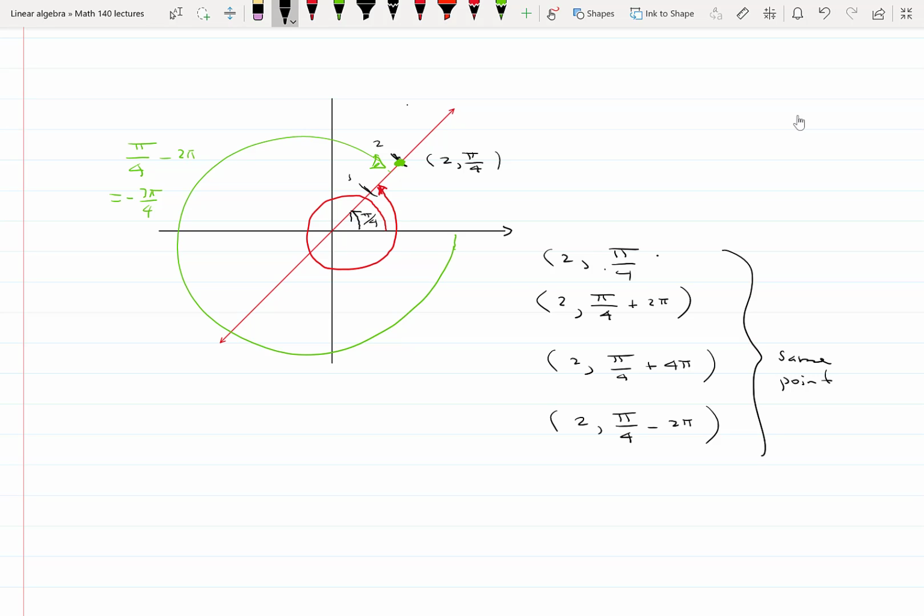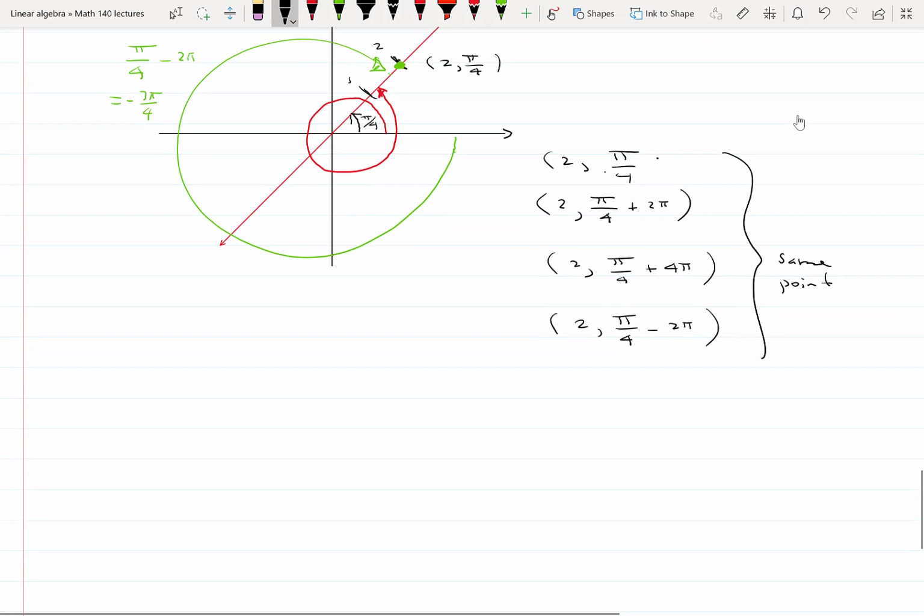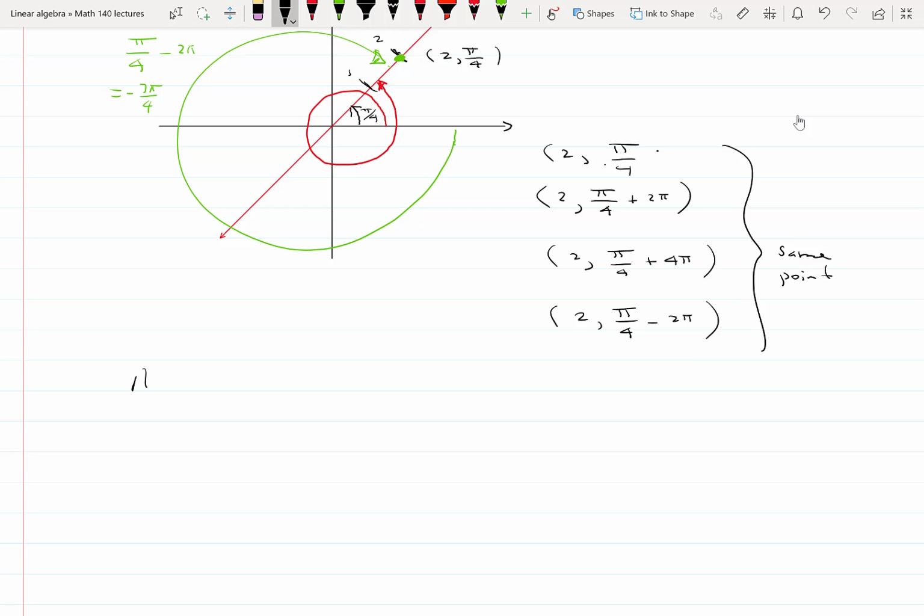Okay, so one point has many, many different representations. A single point in polar form has infinitely many representations. Infinitely many. And you might be able to get an idea of why that's necessary in physics or in the sciences if you consider planetary motion.